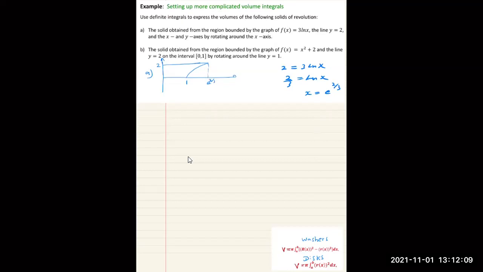Now, the region that they are talking about is the region between these two graphs and the x and y axis. That is this region. So we need to rotate this region about the x-axis. Then you get a solid like this. This is the solid that you're going to get. Here is your solid.